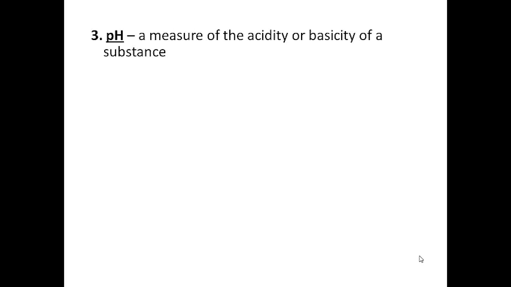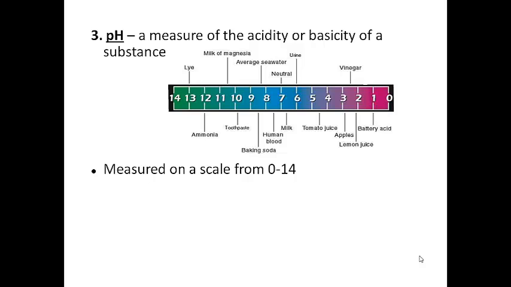And number 3, the pH of a substance, which means the measure of the acidity or basicity of a substance. I think you guys have learned this before, but it's measured on a scale from 0 to 14. And there's an example there that shows you common items with vinegar way over here, apples, lemon juice, battery acid, which is very strong. The closer you get to 0, the stronger the acid.